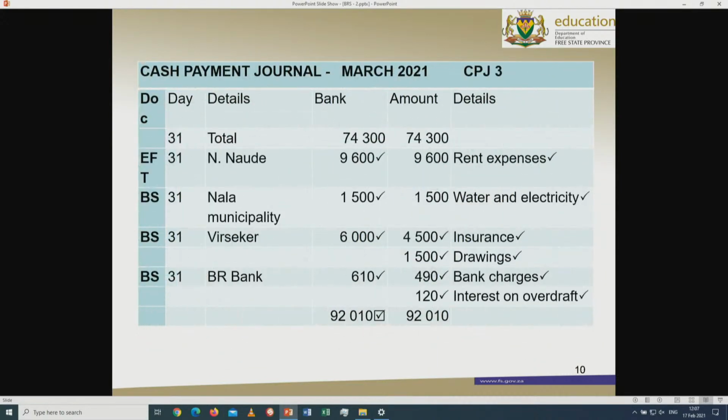So don't record the bank charges separate or independent in your CPJ. You must know the items of bank charges, you add them together and you record them as one figure. And then you will have the total of the bank column. Remember, you're supposed to add also the given figure on the answer sheet, 74,300 plus 9,600 plus 1,500 plus 6,000 plus 610. It will give us 92,010, which is our total payment.